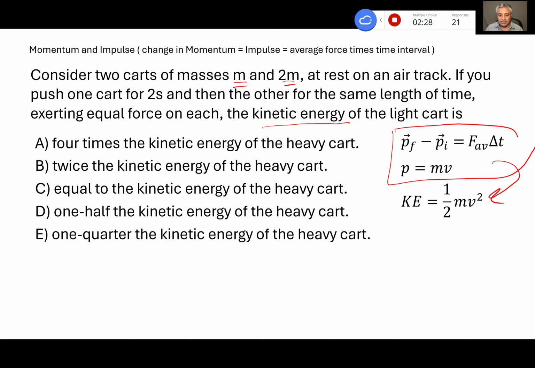30 more seconds. Five more seconds. 5, 4, 3, 2, 1, and it stops.